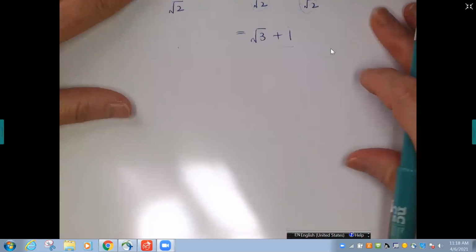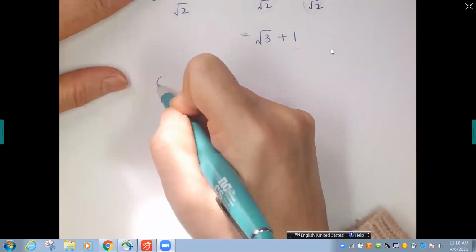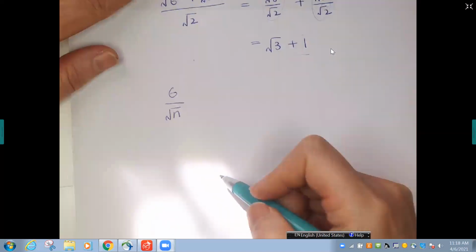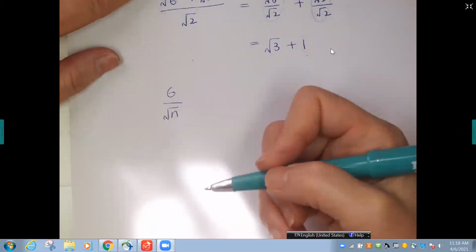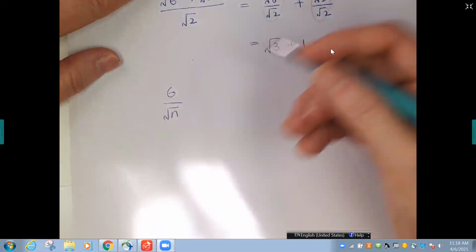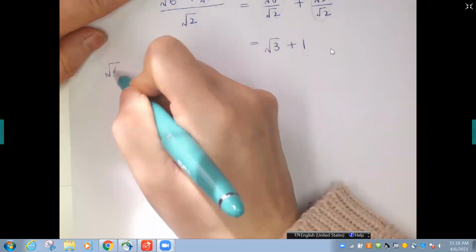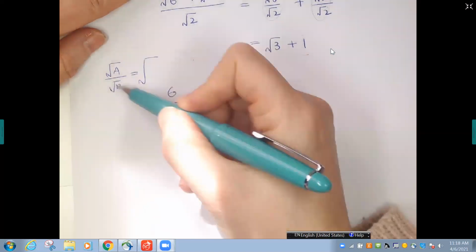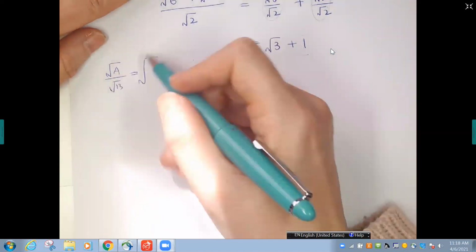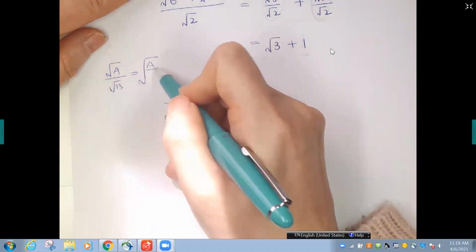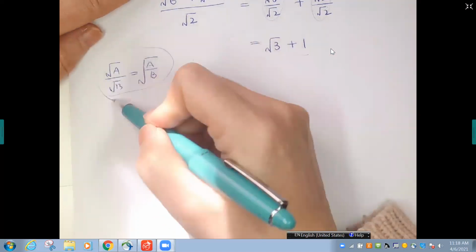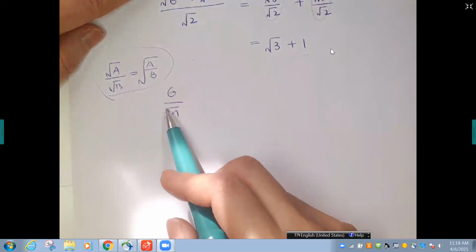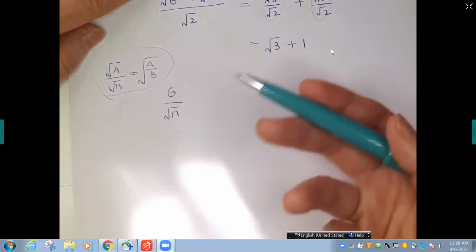What if we have, I will copy the problem down here, 6 over radical n. So what do we do? The general rule tells us if we have radical over radical, then we are going to just keep the radical symbol, use the numerator over denominator. This is the general rule. But for this one, 6, it's not within the radical symbol. Then what do we do?